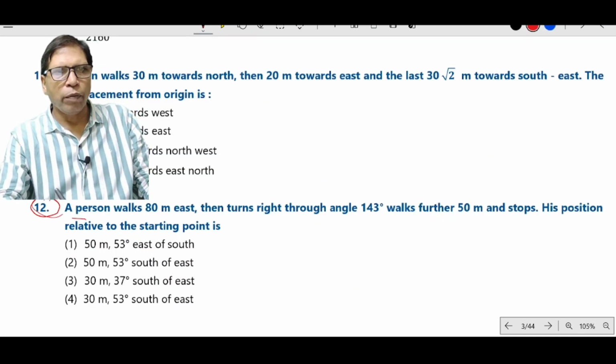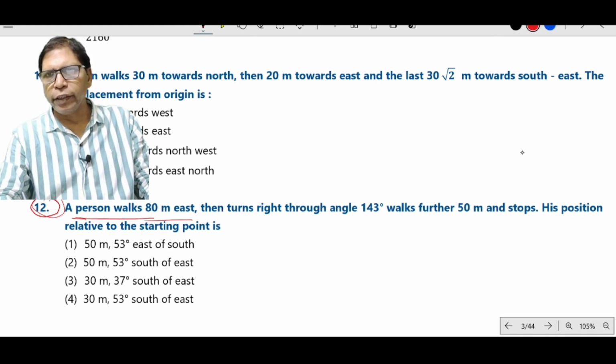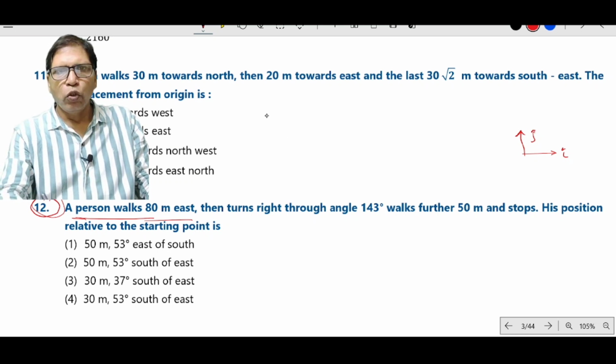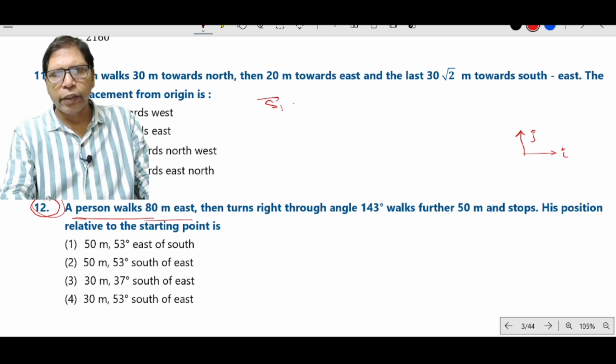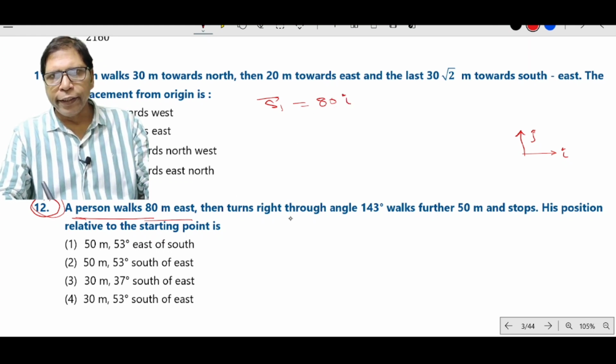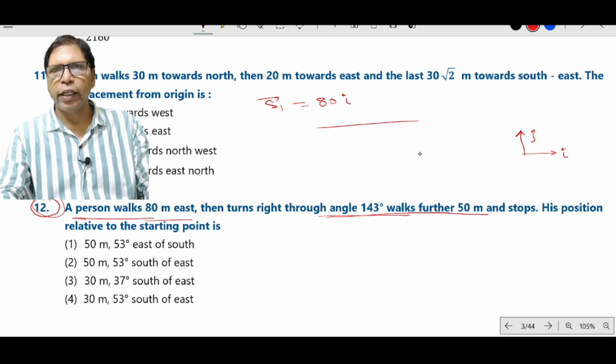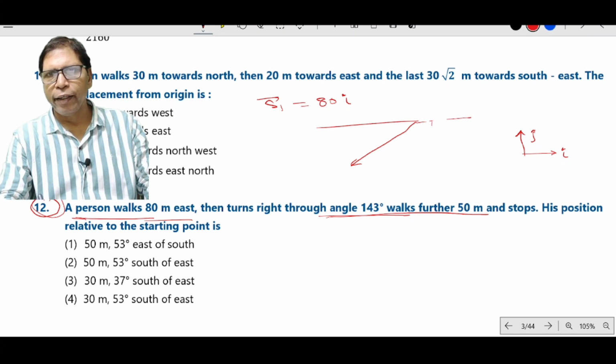Now question number 12. A person walks 80 meter east. Look at this, along east direction, this is the i cap, and along north direction, the unit vector is j cap. So this is the S1 vector, equal to 80 i cap, no problem. Then turns right through an angle 143 degree and walks further 50 meter and stops. Look at this. 143 degree means along this direction, because this angle is 143 degree.